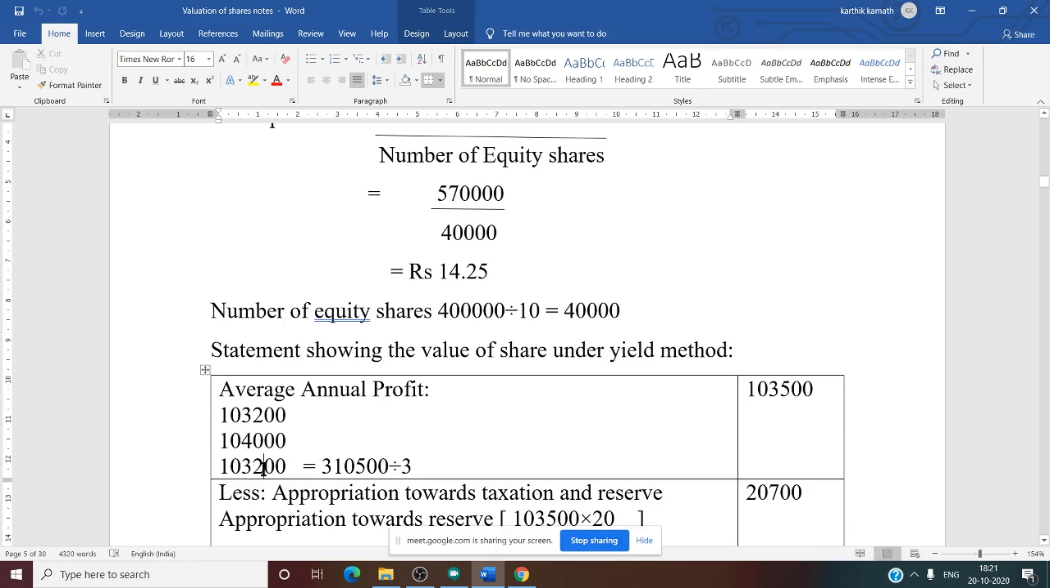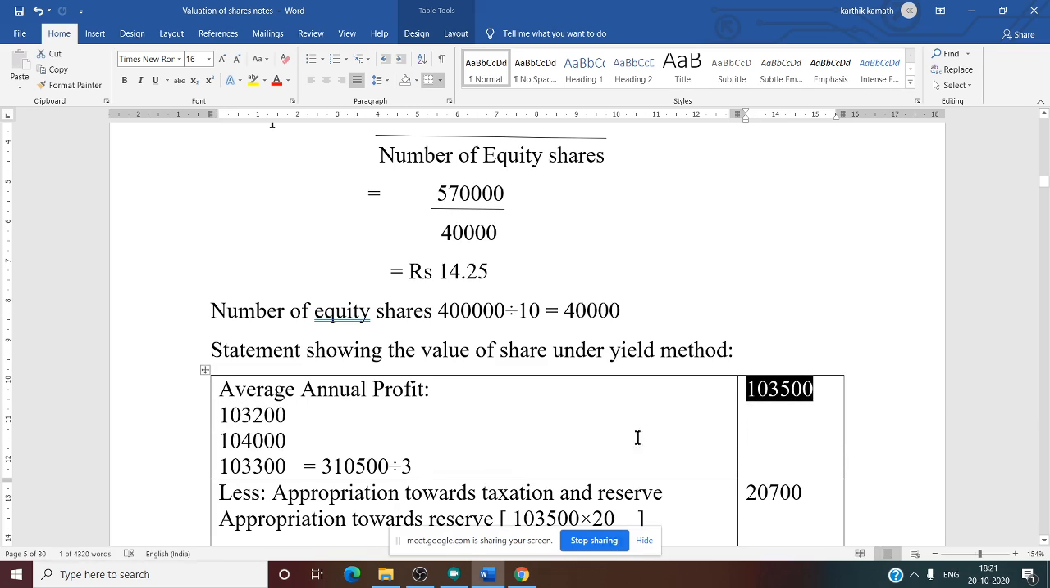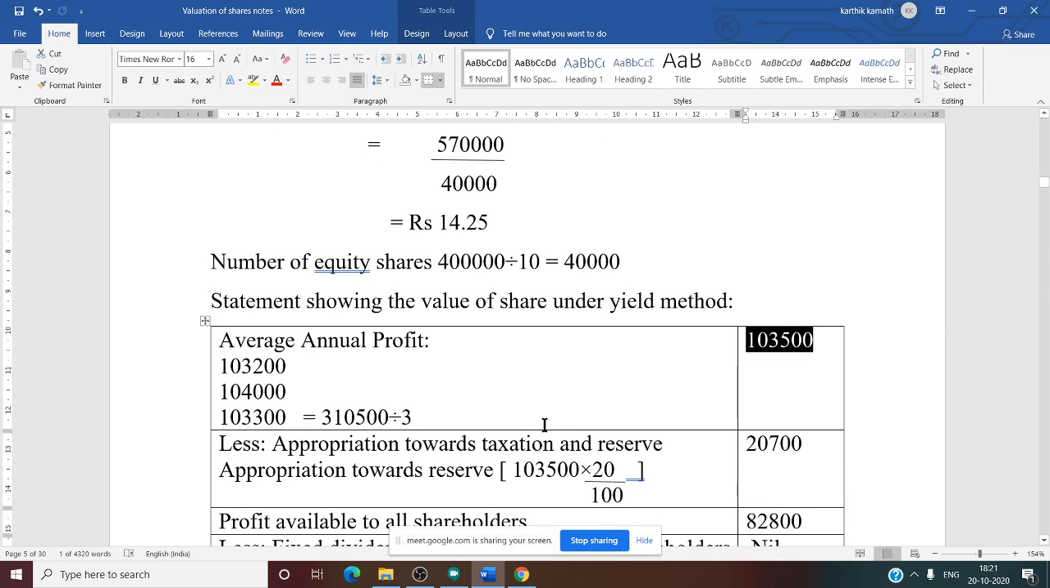This is 300. Okay, there is a correction. Just correct it in the notes also. This is 1,03,300, not 200. So you will get 3,10,500, divided by 3 because the number of years is 3. Now we got the average annual profit. What is our average annual profit? 1,03,500. That is our average annual profit.